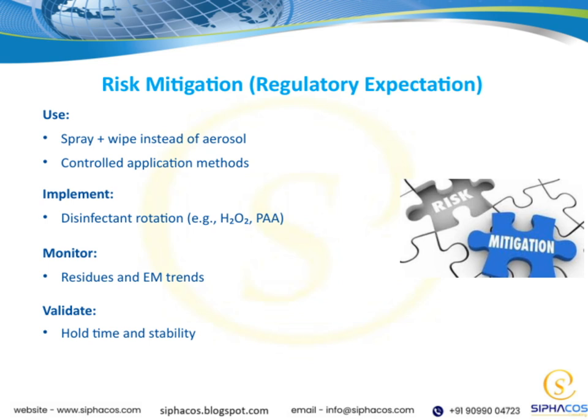Another important point is disinfectant rotation. Using different agents, such as hydrogen peroxide or peracetic acid, helps prevent the development of resistant strains and maintains the effectiveness of our disinfecting protocols over time. It's a proactive step to keep our processes robust. Monitoring is equally vital. We need to keep a close eye on residues left behind and track environmental monitoring trends. This helps us identify any issues early and verify that our cleaning procedures are working as intended.